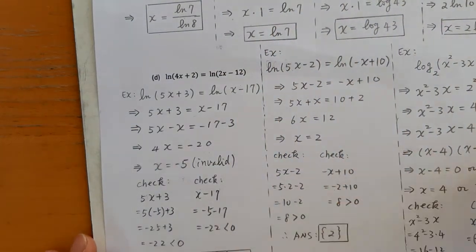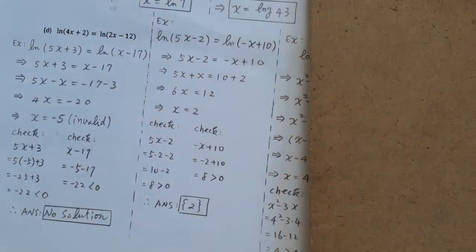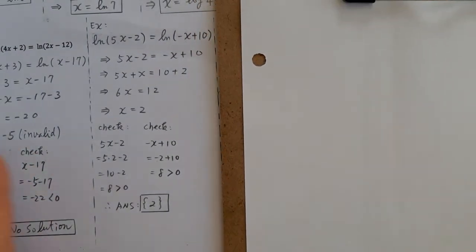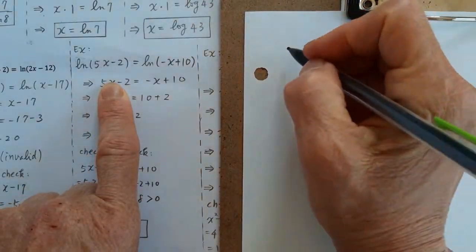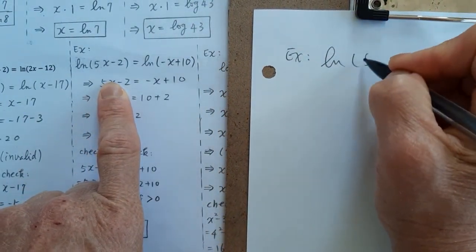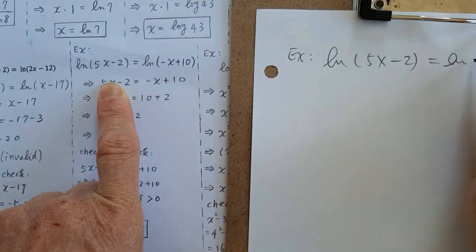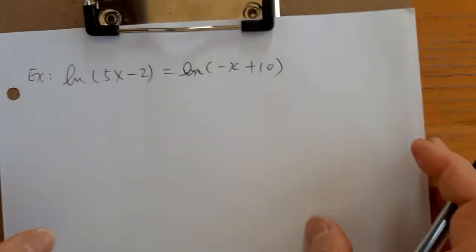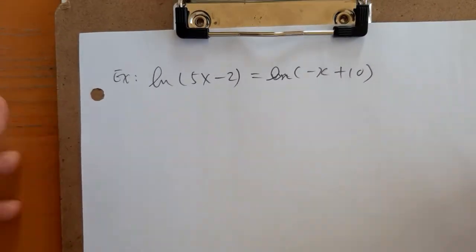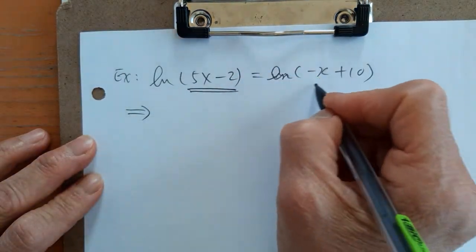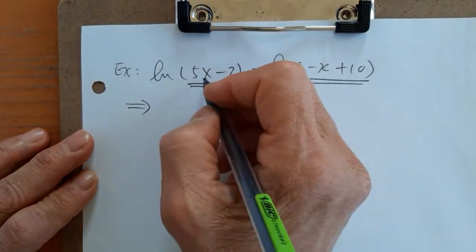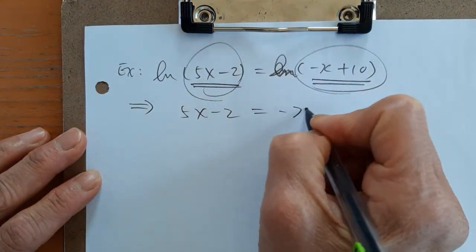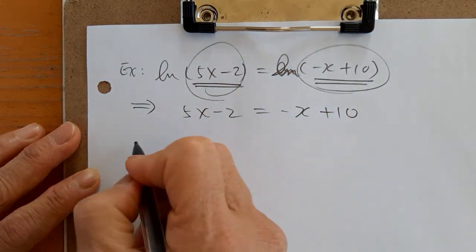Next one, let's see another example. ln of 5x minus 2 equals ln of negative x plus 10. It's the same way. Because both take the same function ln, the arguments should be equal. 5x minus 2 equals negative x plus 10. Then you solve for x.